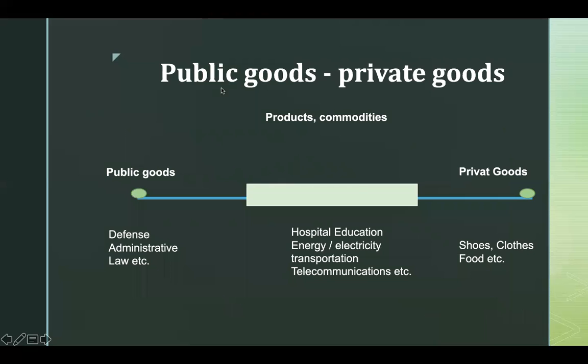All right, so public goods to private goods. This one is public goods, private goods, and then product commodities. For example, public goods are like defense, administrative law. If we are talking about private goods, as I mentioned before: shoes, clothes, food, etc. And then for the product or commodities: hospital, education, energy, and so on and so forth. So that's not a big deal for you, right? This is easy.